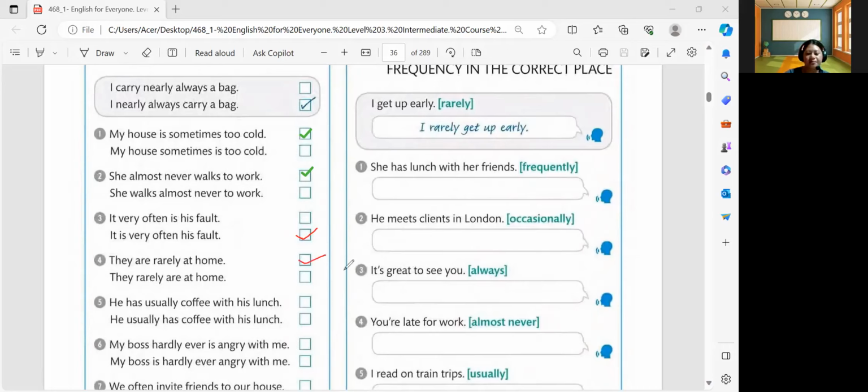Number 5. He usually has coffee with his lunch. Let's check. He usually has coffee with his lunch. Okay, number 6. My boss is hardly ever angry with me. Okay, let's check. My boss is hardly ever angry with me. Okay, for number 7, let's proceed.